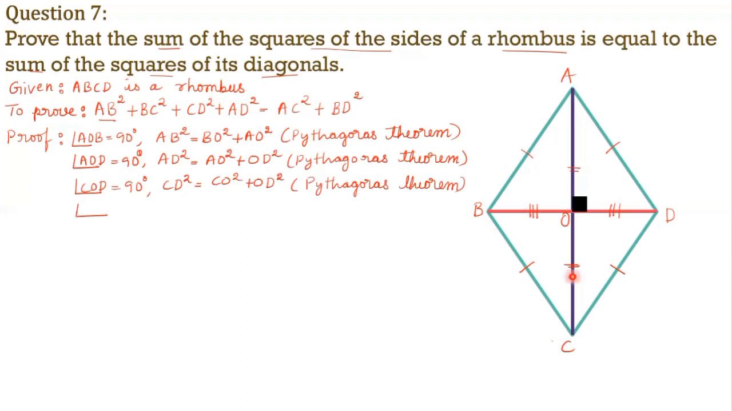And in triangle BOC, BC square is equal to BO square plus CO square. Angle BOC is equal to 90 degree. Therefore, we can write BC square is equal to BO square plus CO square.